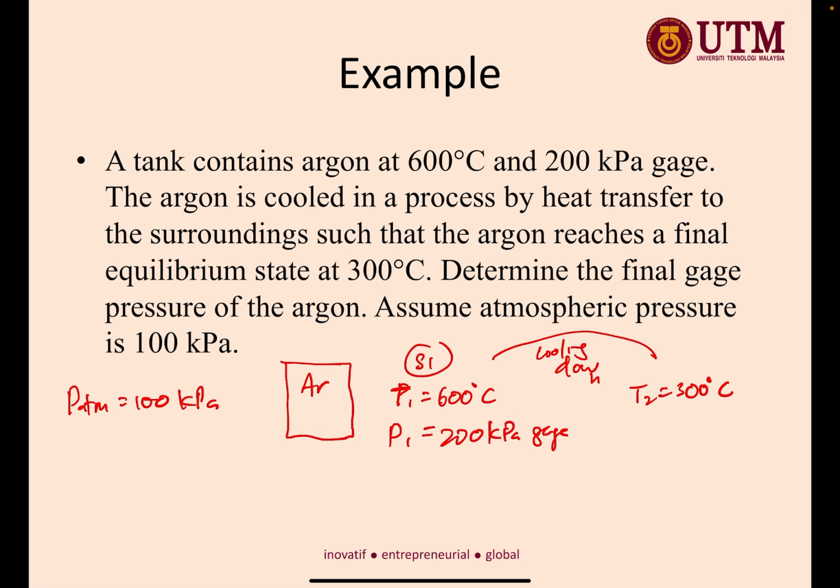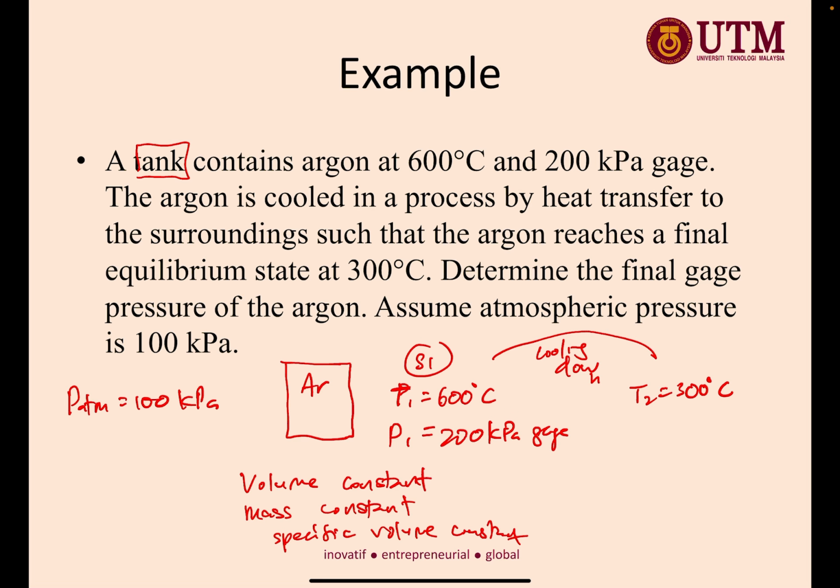The first thing, a tank. If you see a tank, usually it is a rigid one, so the volume is constant. Also, a tank is a closed system, so the mass is constant. And you can say that the specific volume is also constant.